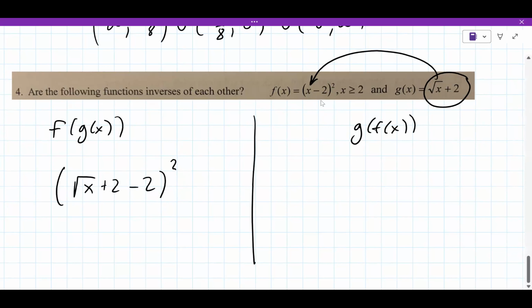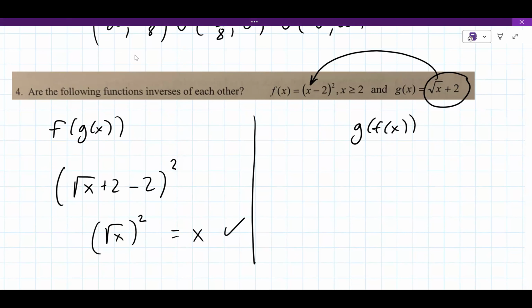You're putting everything in for x, but you're keeping everything else, like -2, the parentheses, the squared, and then you try to simplify this. So what can you do to simplify this? The 2 minus the 2. Yes, so this becomes the square root of x squared. What does that become? Just x. X, and that's what we want. If they're inverses, they both become x, but you have to do both compositions.